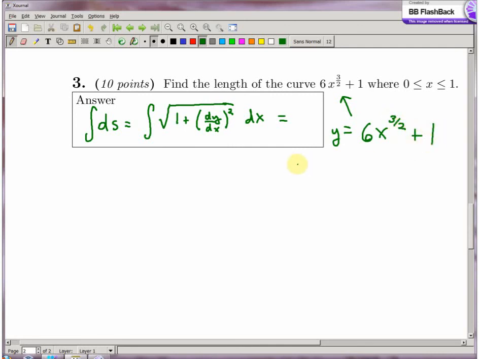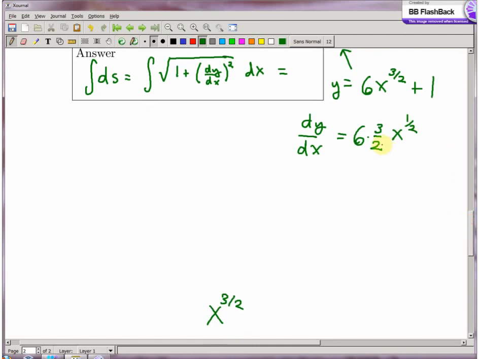Okay, and now dy/dx is the derivative, and so what's that going to be? The 3/2 comes down. You have 6 times 3/2, and then you take 1 away from 3/2 and you get 1/2. The 1 dies. And what happens here? You get 9. So this is 9 times the square root of x.